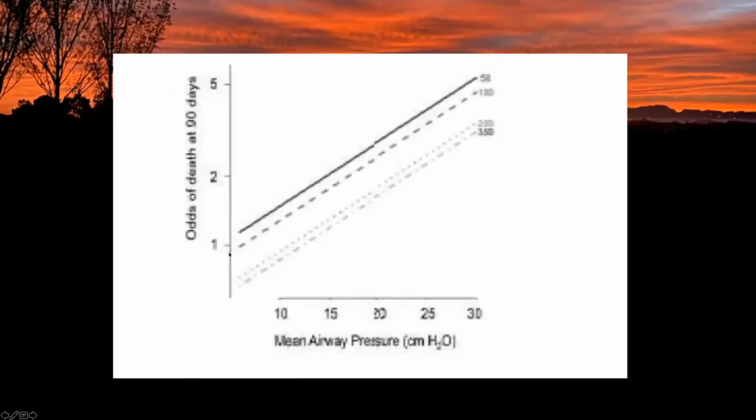And the odds of death over 90 days in the same group, this is the PF ratios in different groups, was related in a fairly linear fashion to the mean airway pressure, suggesting there's an association between the mean airway pressure and mortality. So the higher the mean airway pressure, the more chance they would have died, which of course corresponds to compliance, which is what we generally think of as being the damage done by ARDS.